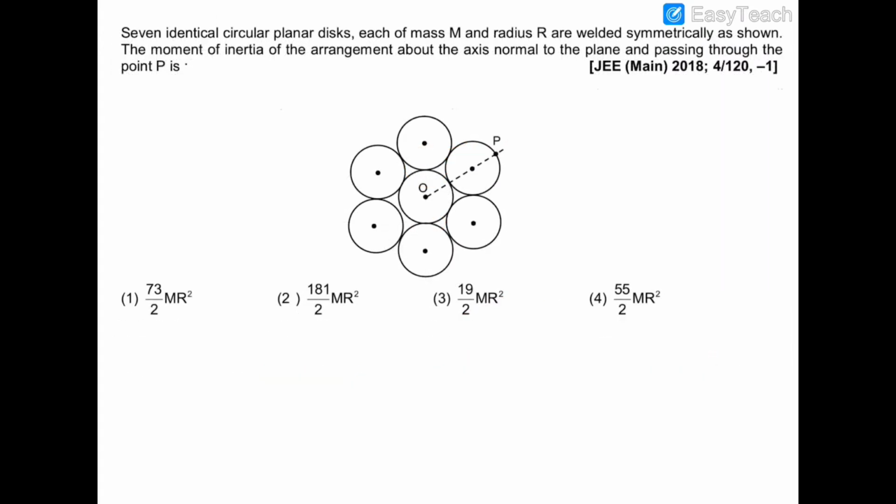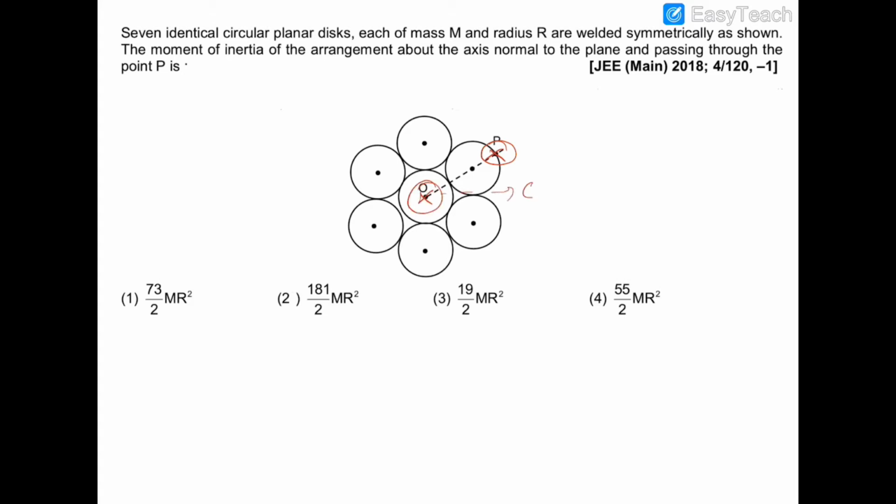Thank you. In this question, there are 7 identical disks of radius r and mass m. These are placed in such a way that this figure is formed. Now we have to find out the moment of inertia of this system about an axis which is passing through point P and which is also perpendicular to the plane of the system. So this is the axis.